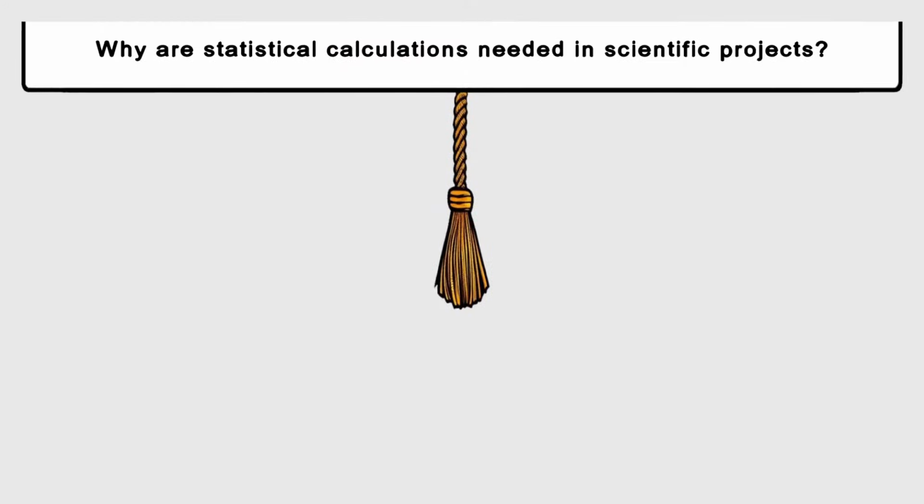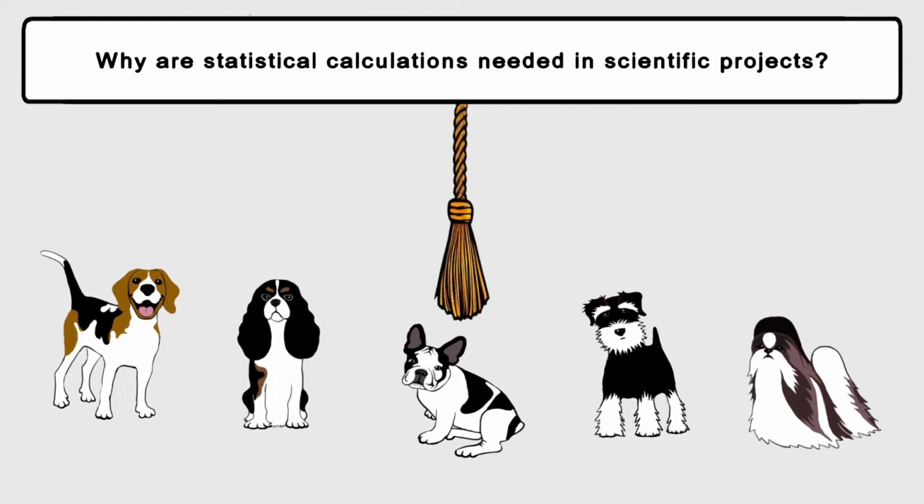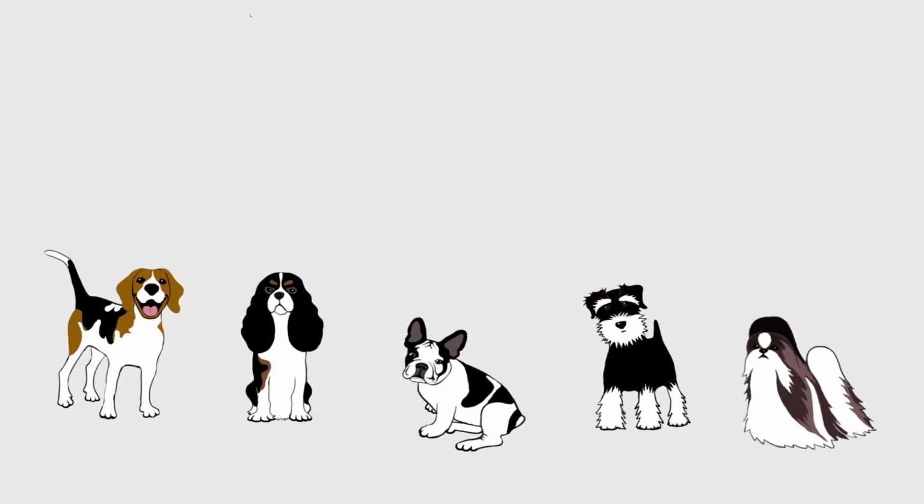Why are statistical calculations needed in scientific projects? Suppose you like dogs and decided to do a project related to them. For example, compare the sizes of beagles, Cavalier King Charles Spaniels, French Bulldogs, miniature Schnauzers, and Shih Tzus to find out which of these dogs is the smallest.